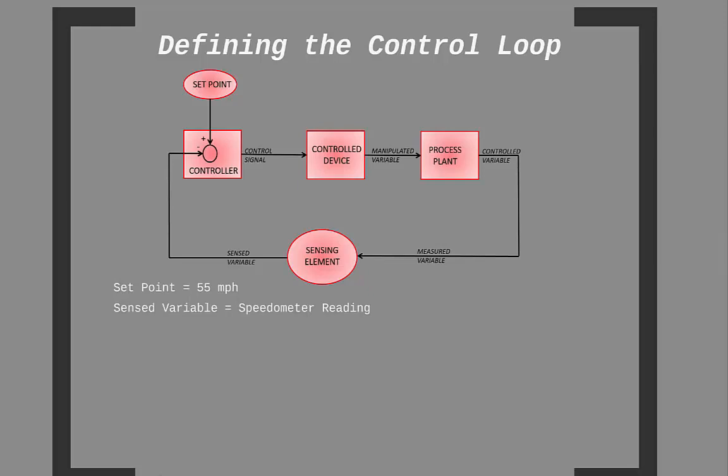Again, the controller can be a human making these decisions, in which case we would call this closed loop manual control, or it can be a device making these decisions. In the latter situation, we would refer to this as closed loop automatic control. Based off its decision, the controller would send a command to the controlled device. This command is often referred to as the control signal, as it is denoted here on the schematic.